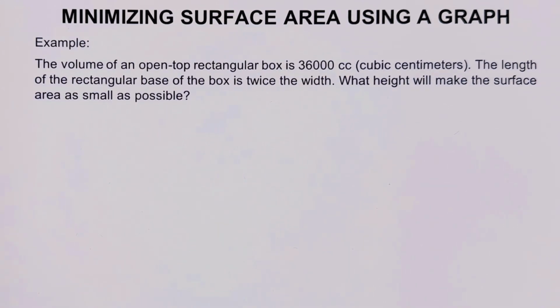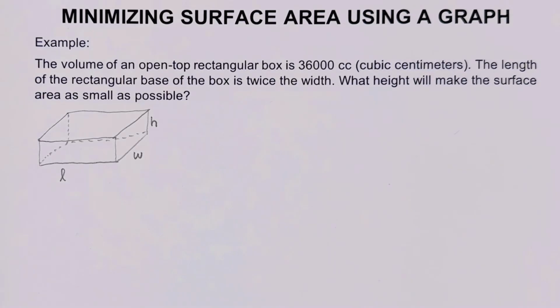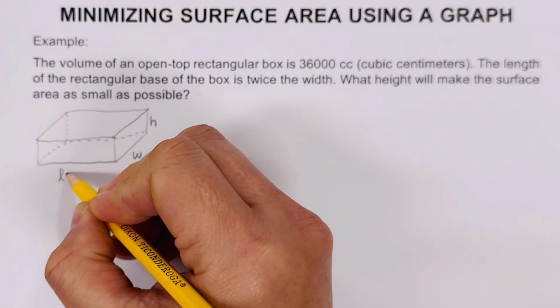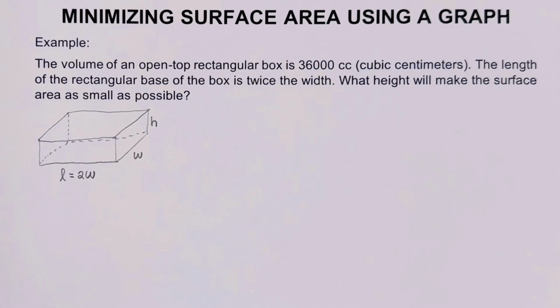The first step that we need to do is to sketch and label the given problem. So I'm just going to go ahead and sketch that up here. It says in the problem that the length is twice the width. So I can go ahead and change this length to 2W since it says twice the width.